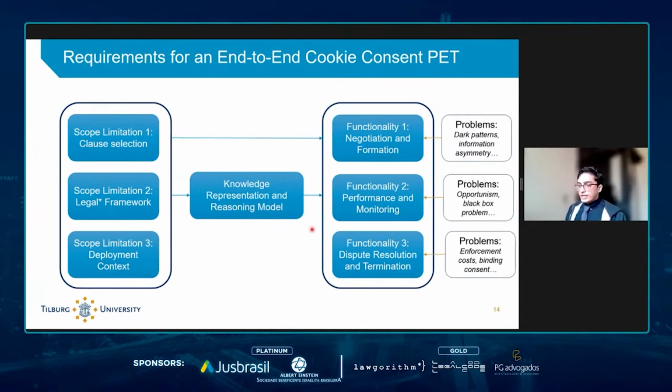Each of these scope selections has an impact on the functionalities that they can enable, and also on the knowledge representation and reasoning model that is necessarily a prerequisite to be able to enable any of these functionalities. And finally, we would argue that such a tool needs 3 sets of functionalities that deal with each of these 3 sets of interrelated problems.